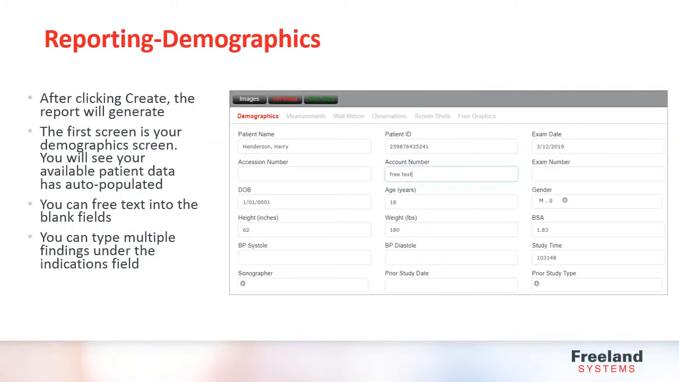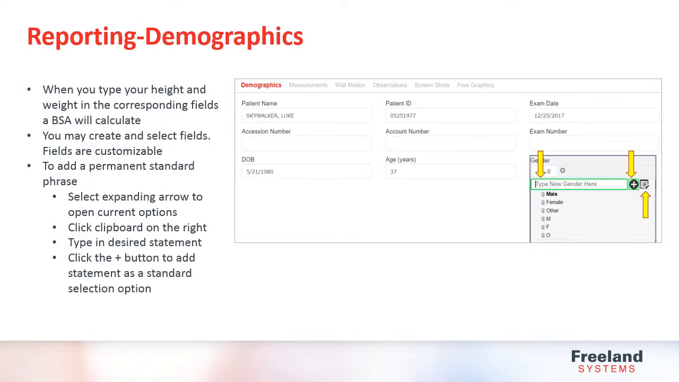The first screen you will notice is your demographic screen. You will see available patient data that has auto-populated from your machine. You will be able to free text into any of the blank fields to enter in additional information. You may create and select fields that are customizable.